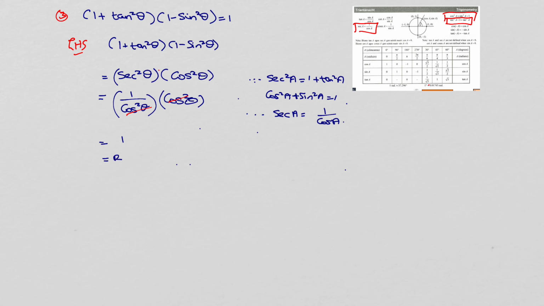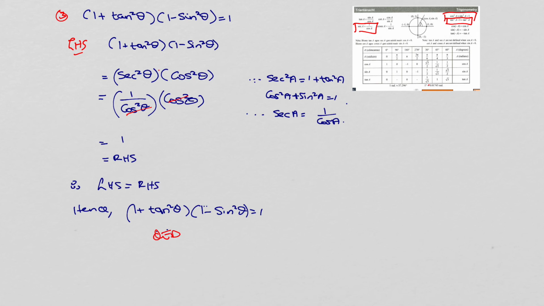And that's equal to the right-hand side. So we say, therefore, left-hand side equals right-hand side, hence 1 plus tan squared theta times 1 minus sine squared theta is equal to 1, which is what we were asked to show. Let's get rid of those dots. Okay, so we'll do one more.